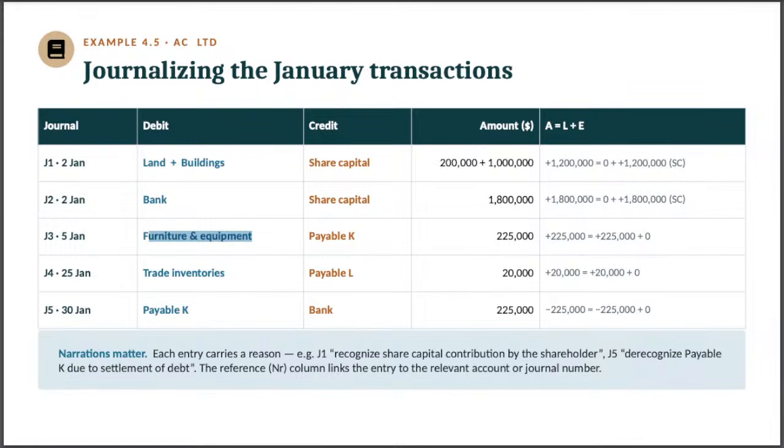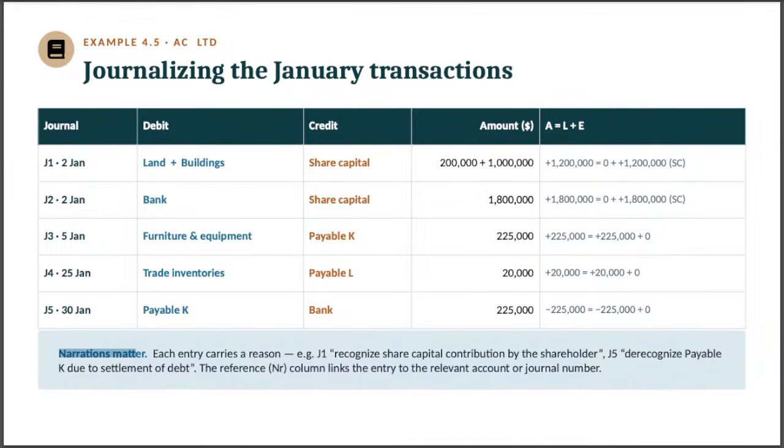January 5th, furniture and equipment debited into that asset, put into the credit of the payable account. So now we owe money that was bought on credit, $225,000. And on trade inventories on January 25th, payable L, another one on credit, $20,000. And finally, payable K, bank gets credited. We paid him $225,000. So we paid him off in full. So now his account should be down to nothing.